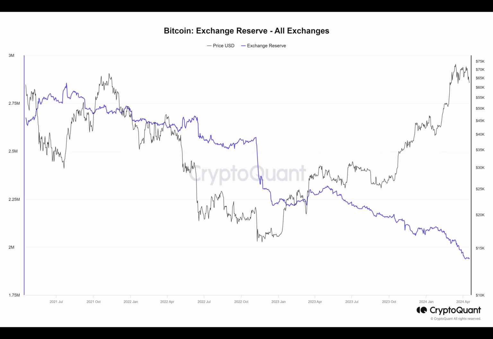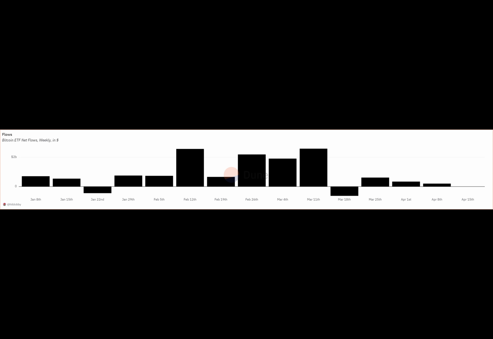Bybit noted that both crypto-native firms and traditional institutions are gaining increasing exposure to Bitcoin via ETFs or proxy stocks such as MicroStrategy. The exchange expects more institutions to follow suit.